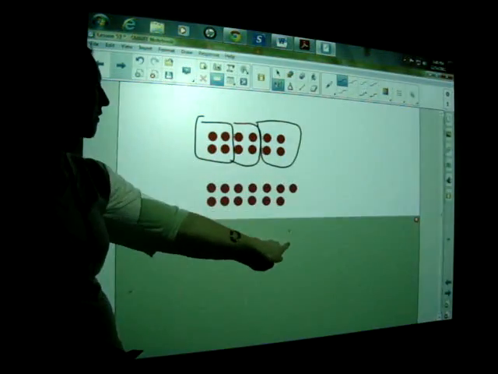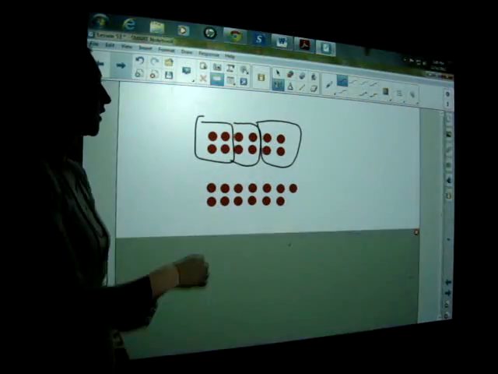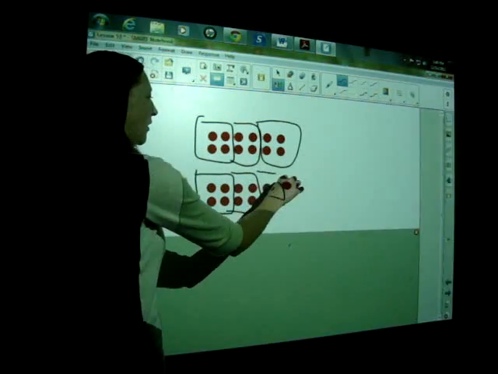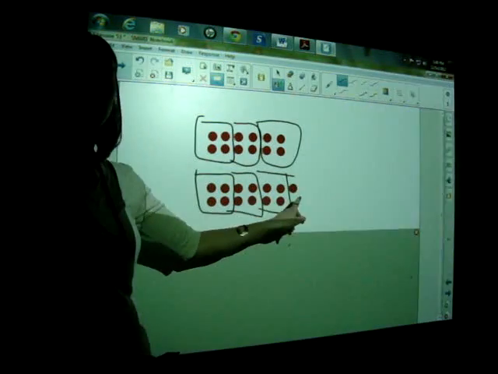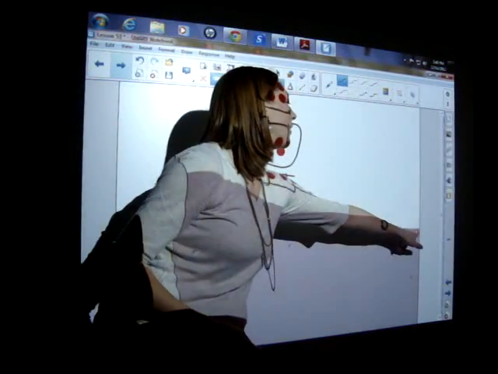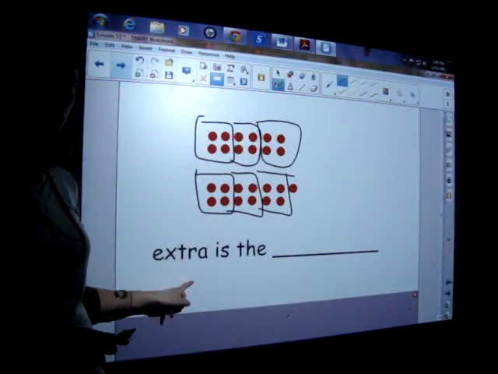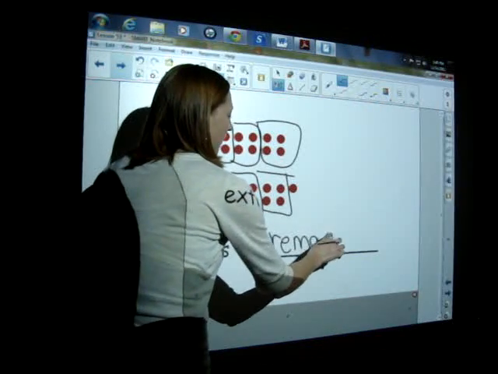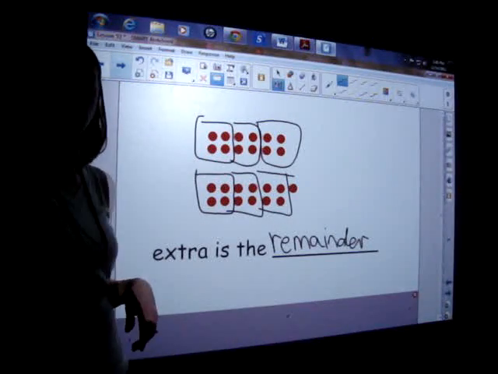But now let's say that I have 13 dots. I'm still going to divide them into equal groups. But this time I have a remainder of 1. So when we have something that's extra, we call that the remainder. And that's what we're going to look at more today with division.